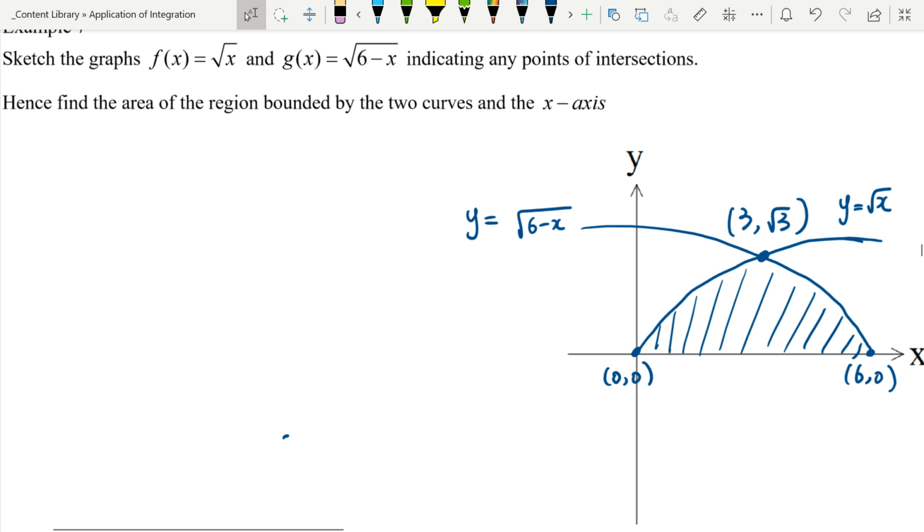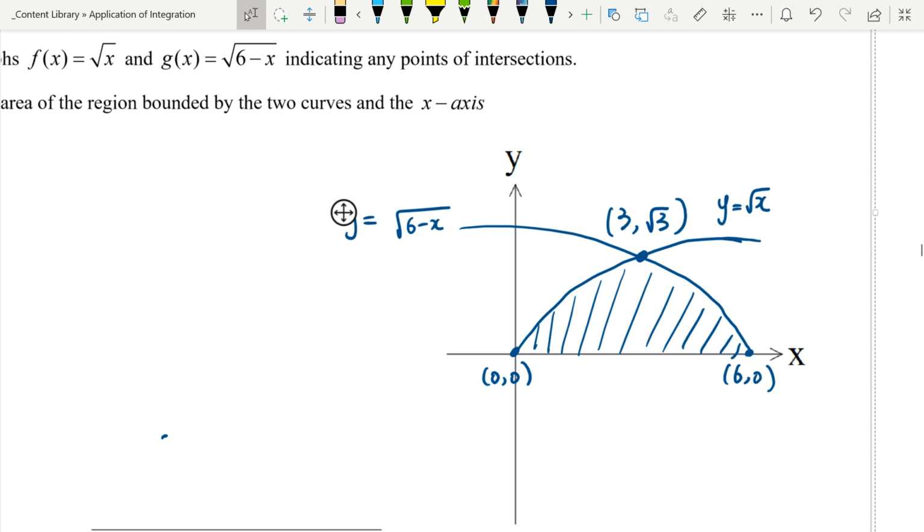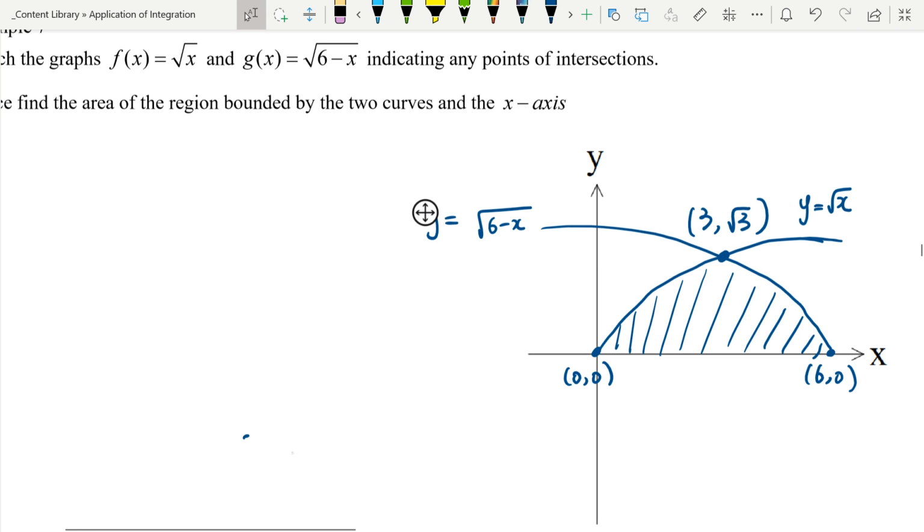You can do half of 0 to 3, yes, but you need to realize that it's a symmetrical graph first. If it's not a symmetrical graph, you can't do it this way. First of all, we should realize this is not the area between two graphs. It's the area under the graph, bound between the graph and the x-axis, not between two different graphs.